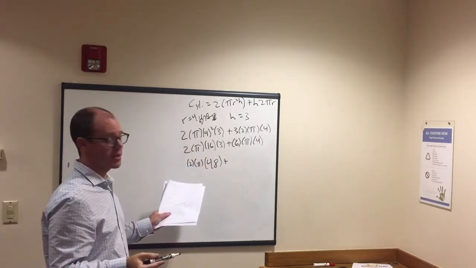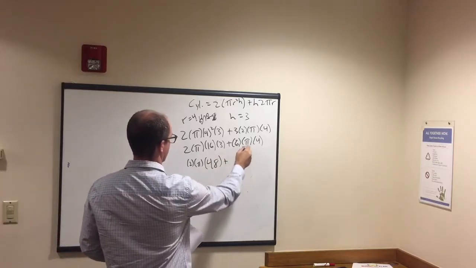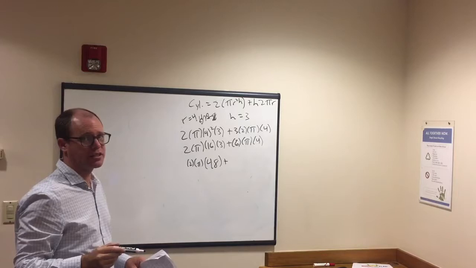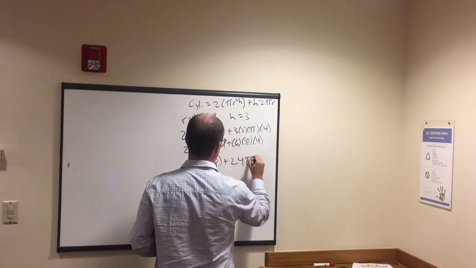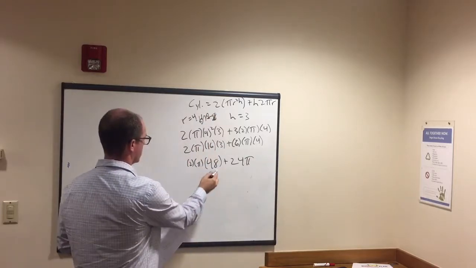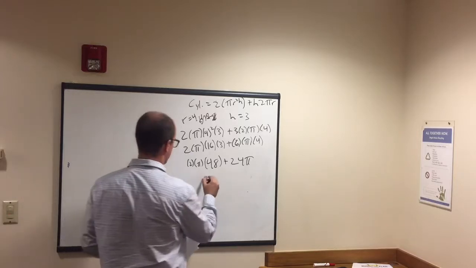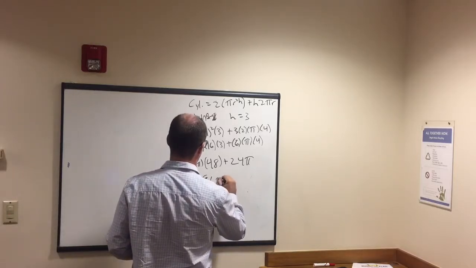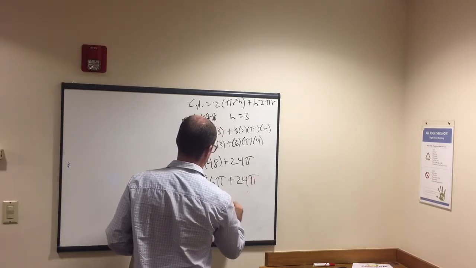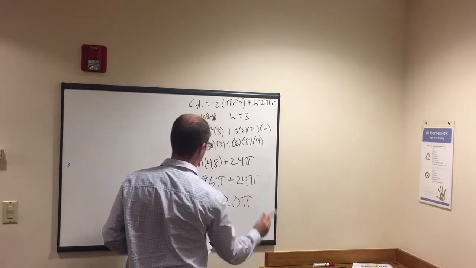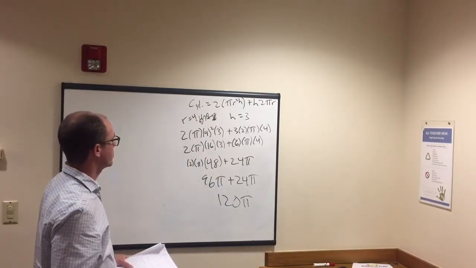All right, again, only did one step. 16 times 3. Here we're basically ready to go. 6 times pi times 4. 6 times 4 is 24, so we have 24 pi. Now 48 times 2 is 96, okay? Times pi, we have 96 pi plus 24 pi. Yeah, the same answer, 120 pi. Okay, so that's how we go about doing the cylinder problems.